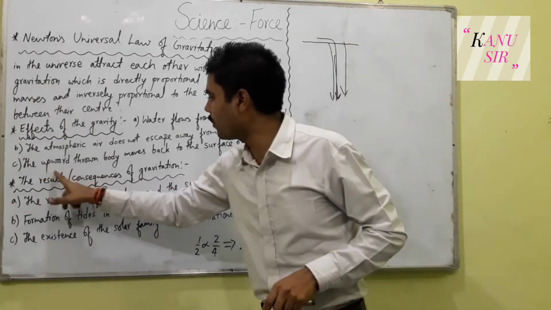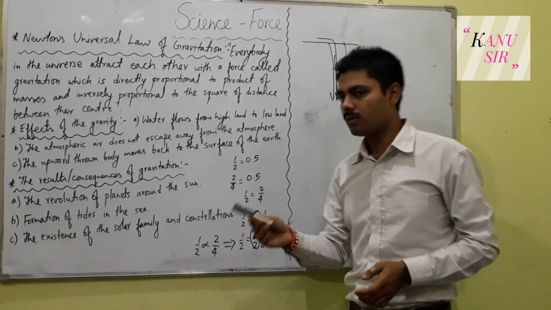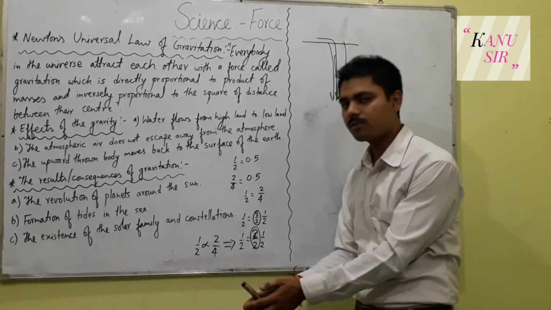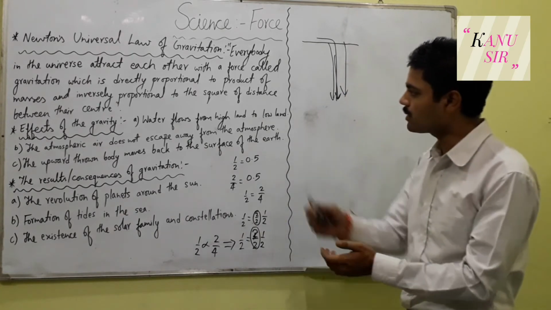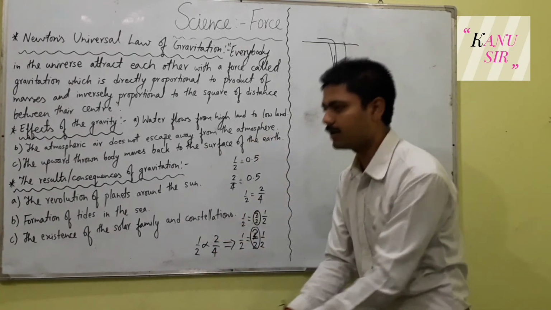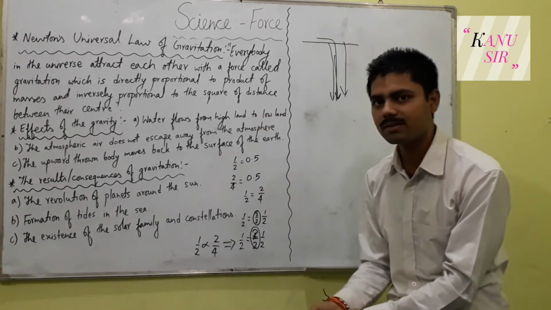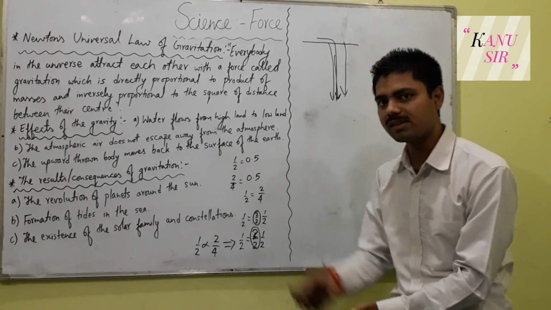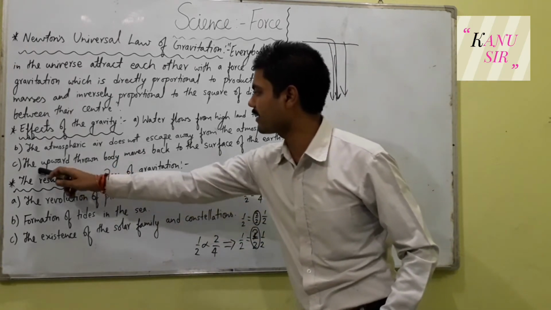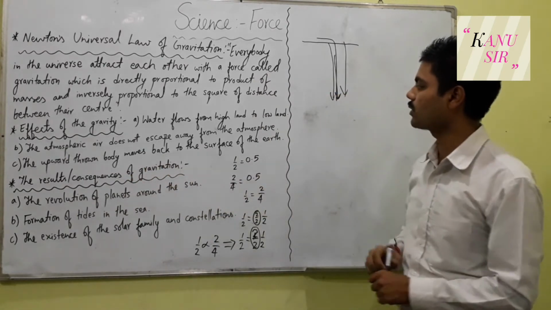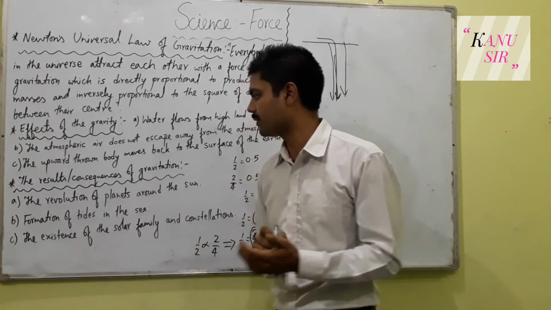The next is the upward thrown body moves back to the surface of the earth. So when I throw this object up, it comes back. Why does it come back? It should go up and away. But why does it come down? Because there is nothing to keep it up. But there is one invisible force, that is gravitational force, gravity of the earth, that pulls it back and down towards my hand again. So this is the example of an upward thrown body moving back to the surface of the earth. And next is the consequences of gravitation.